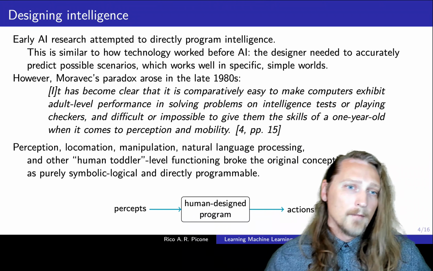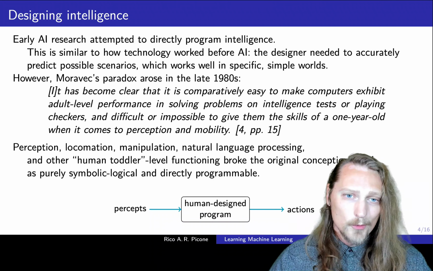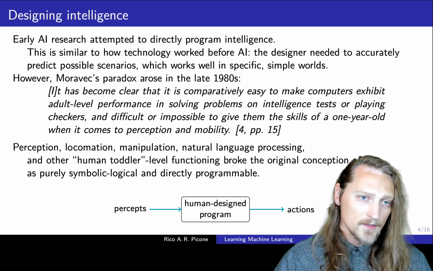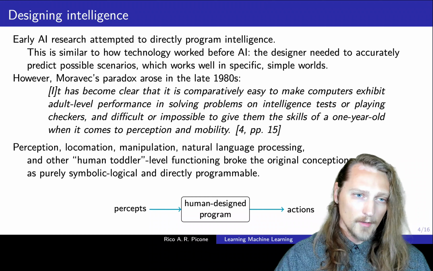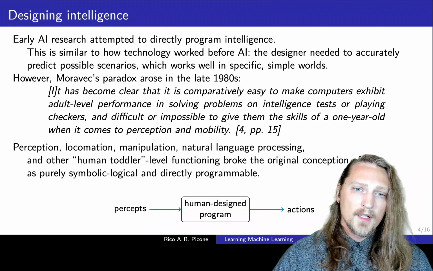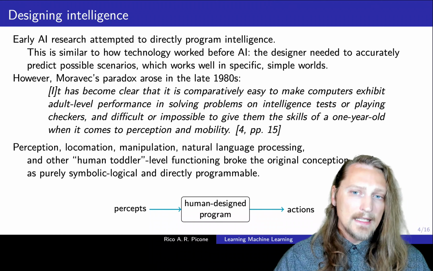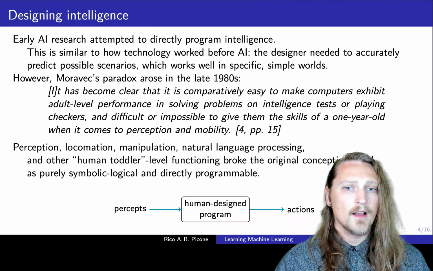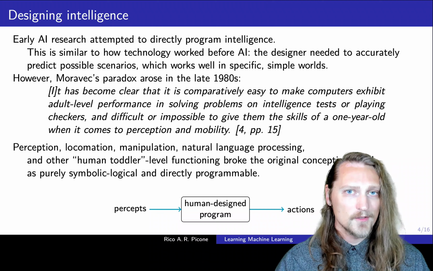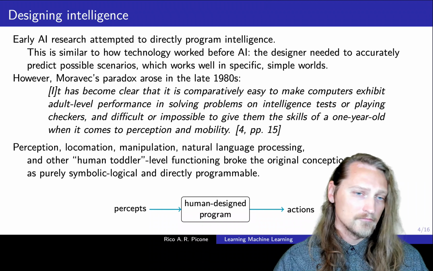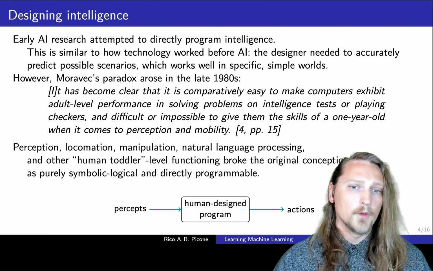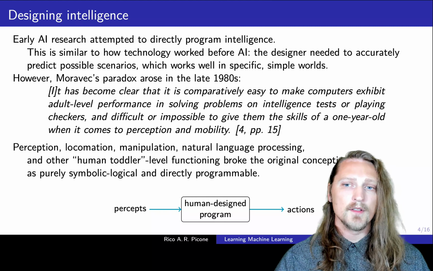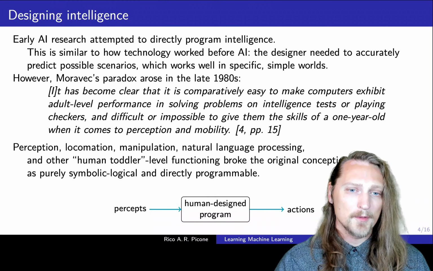However, Moravec's paradox arose in the late 80s. So this is a quote from him. It has become clear that it is comparatively easy to make computers exhibit adult-level performance in solving problems on intelligence tests or playing checkers, and difficult or impossible to give them the skills of a 1-year-old when it comes to perception and mobility.